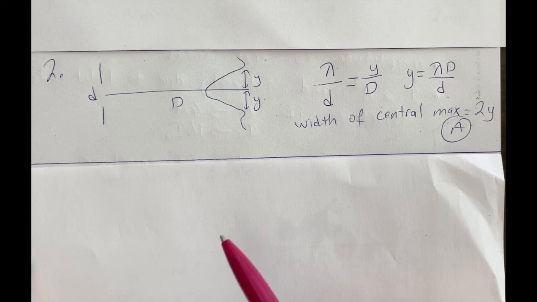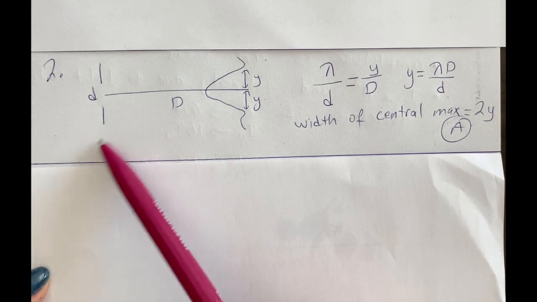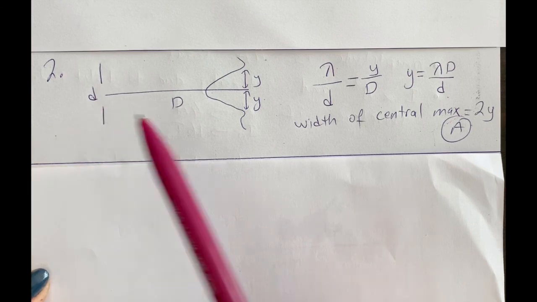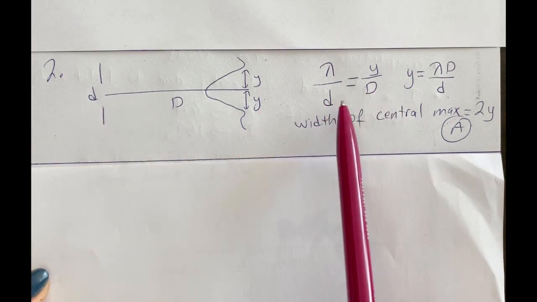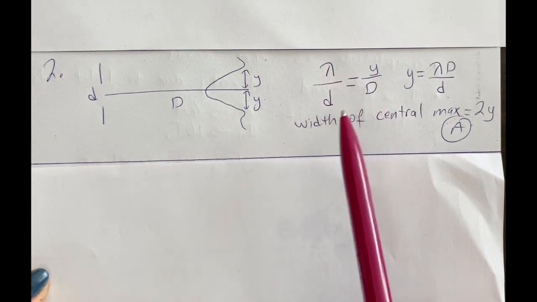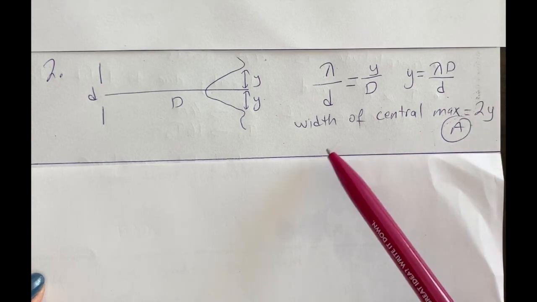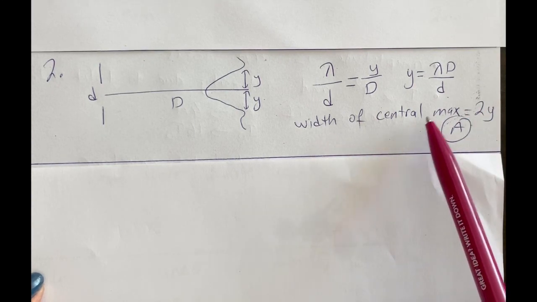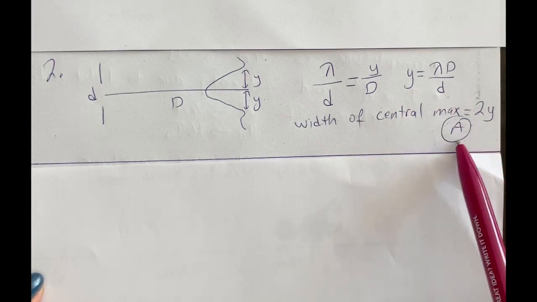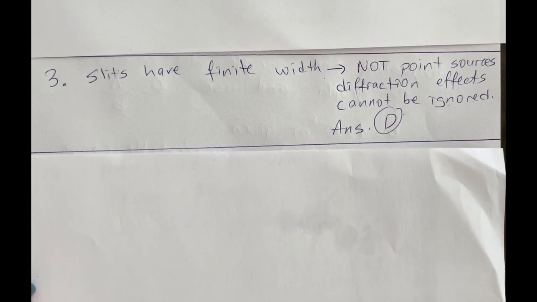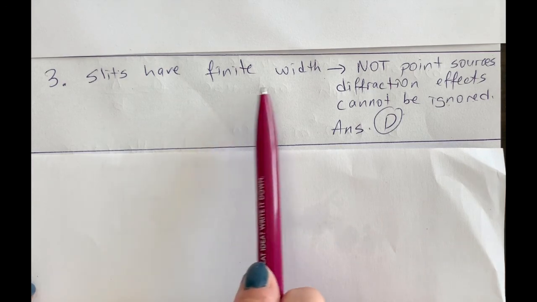Question number 2 is about a single slit diffraction pattern. D would be the width of the slit, and substitution into that ratio, we can find the half width of the central bright in terms of the other quantities. The question wants the width of the central max, so it's going to be twice that ratio. Answer is A.